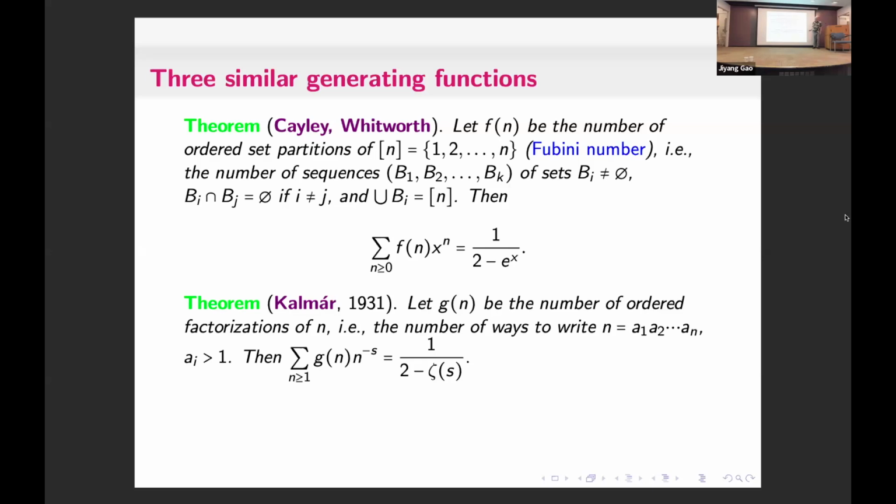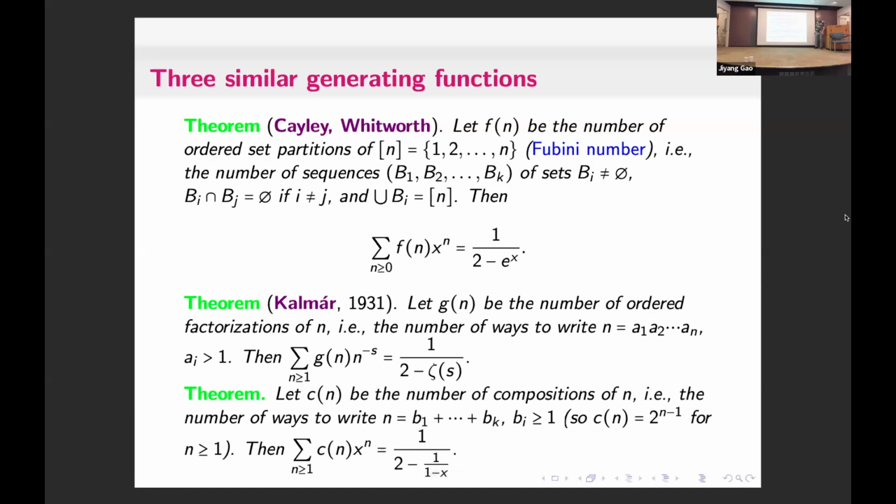So as an undergraduate, I knew both of these results. I knew there must be some connection. I didn't know what to do about this. I didn't think anyone would be interested in either. And finally, I realized another result that fits into this picture: if c(n) is the number of compositions of n, the number of ways of writing n as a sum of positive integers when you take order into account, everyone knows this is 2 to the n minus 1. Then the generating function can be written in the form 1 over 2 minus 1 over 1 minus x.